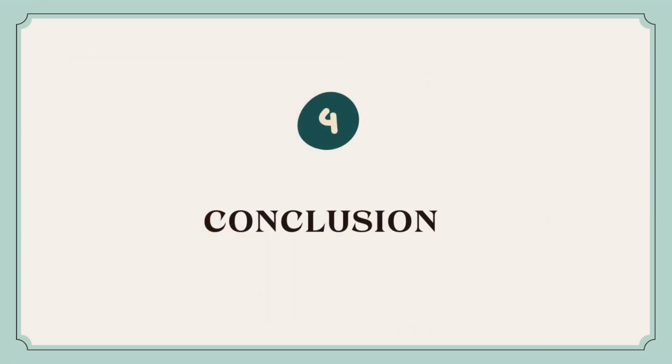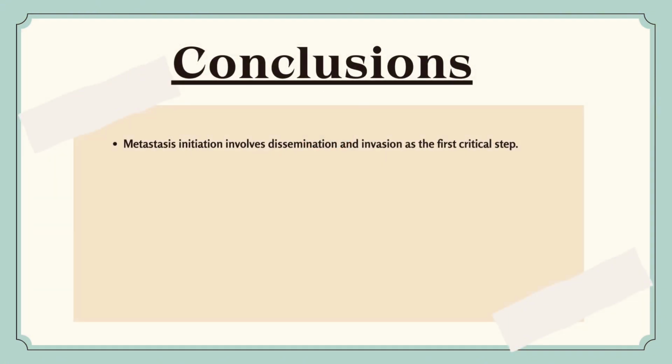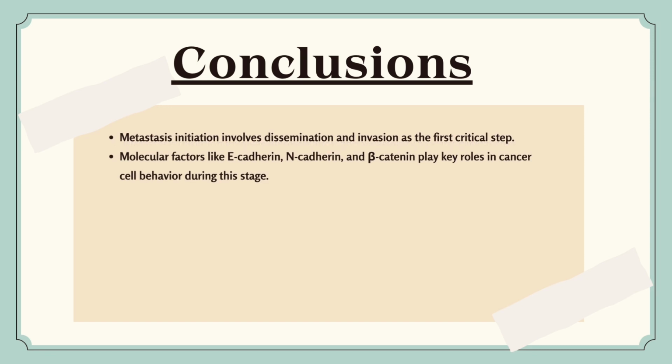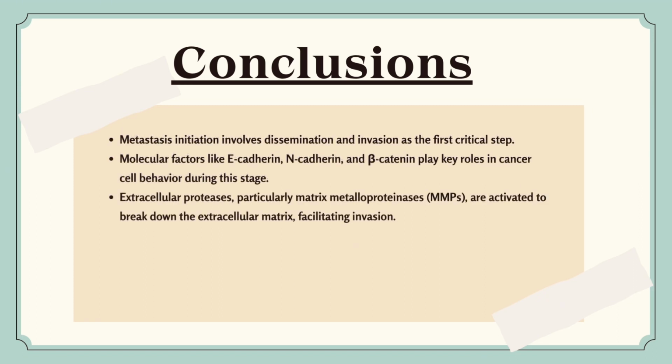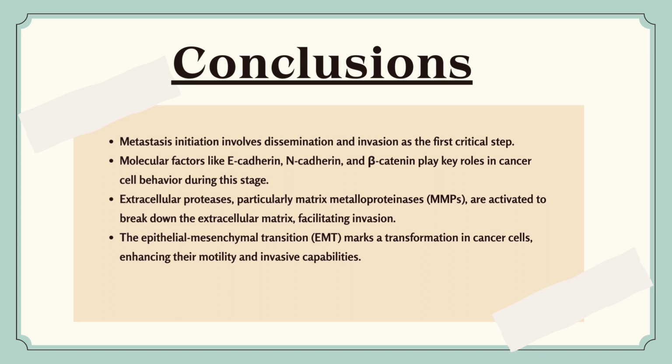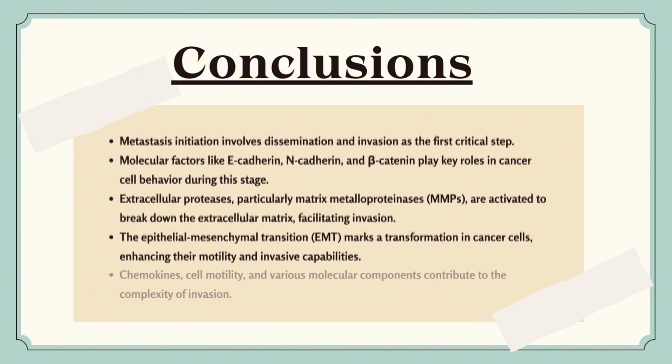In conclusion, metastasis initiation involves dissemination and invasion as the first critical step. Molecular factors like E-cadherin, N-cadherin, and beta-catenin play key roles in cancer cell behavior during this stage. Extracellular proteases, particularly matrix metalloproteinases, MMPs, are activated to break down the extracellular matrix, facilitating invasion. The epithelial-mesenchymal transition, EMT, marks a transformation in cancer cells, enhancing their motility and invasive capabilities.